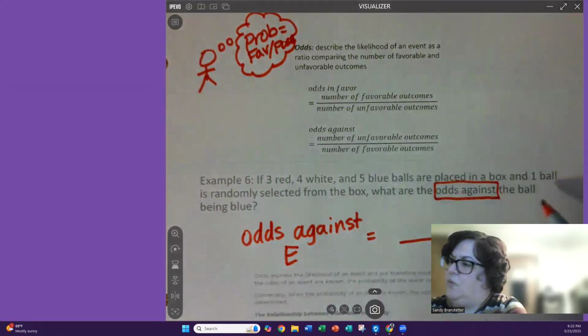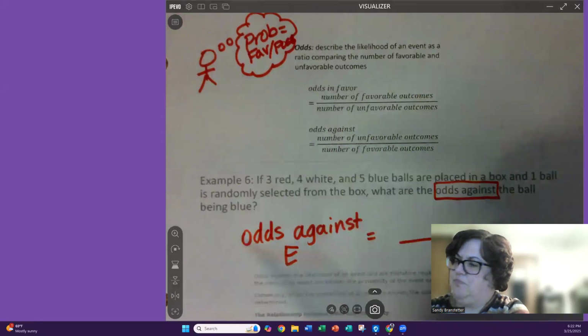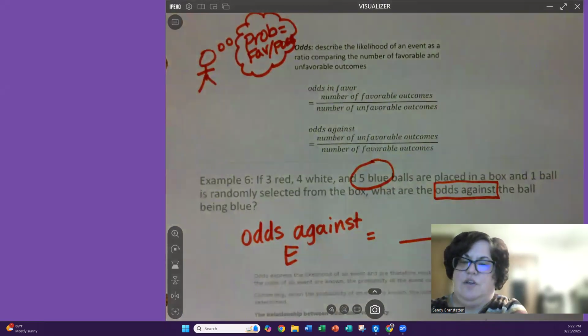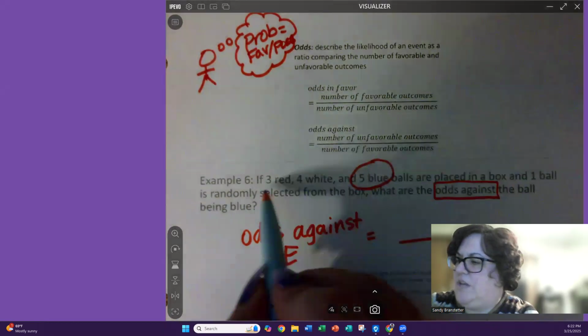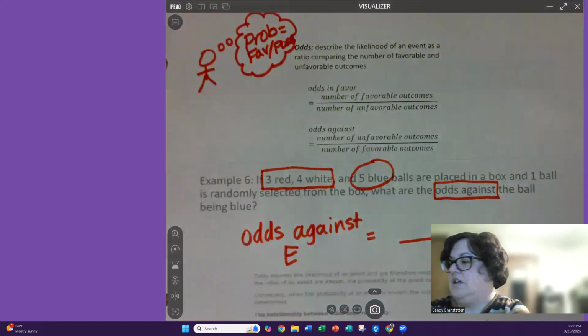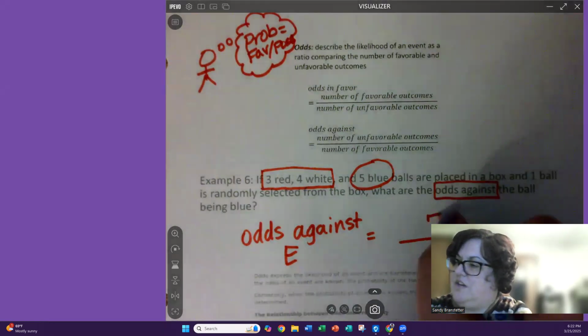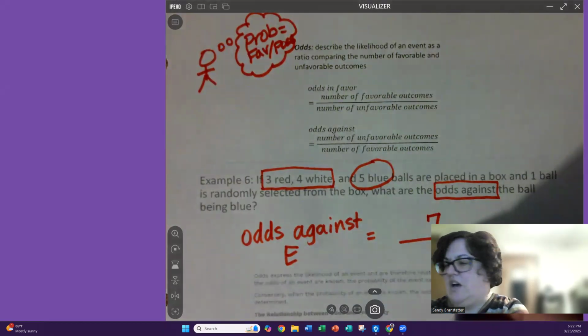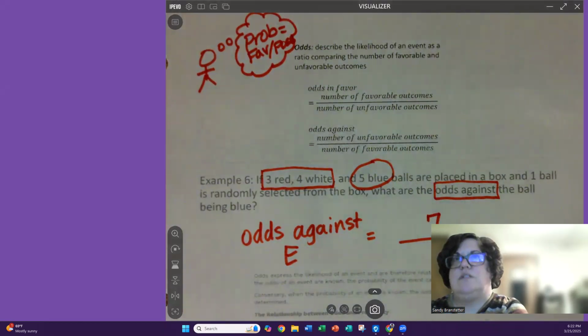So what is the odds against it being blue? Well, there are 5 blue balls. How many are not blue balls? That would be the 3 red and the 4 white. So there are 7 that are not what we want and 5 that are what we want.